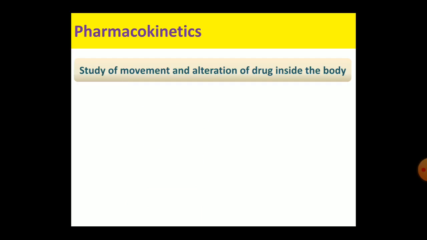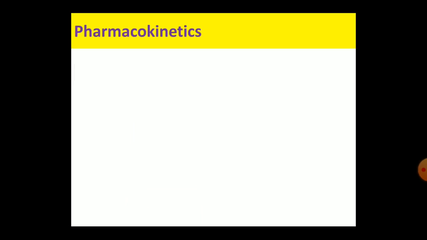So in short, if we want to describe pharmacokinetics in a very simple way, it means what the body does to the drug, and that is exactly opposite to pharmacodynamics. Pharmacodynamics means what the drug does to the body, the actions of the drug on the biological system, while pharmacokinetics means what the body does to the drug: the absorption, distribution, metabolism and elimination of the drug.